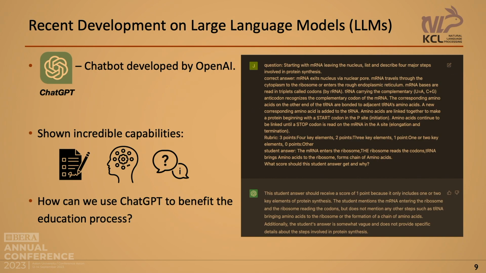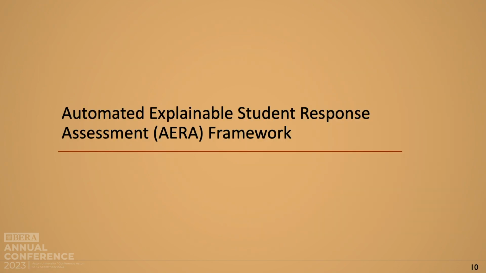reasoning capability to generate rationales that enhance the transparency and trustworthiness of the automated student answer assessment system's decision-making process. As shown on the right-hand side, we find that when we offer the question, key elements, and rubric to ChatGPT, it is able to assess the student's answer and provide rationales that explain its decision-making process. In the third part, I'm going to introduce in detail our research on developing an automated explainable student response assessment framework, which is shortened as the ARO framework.